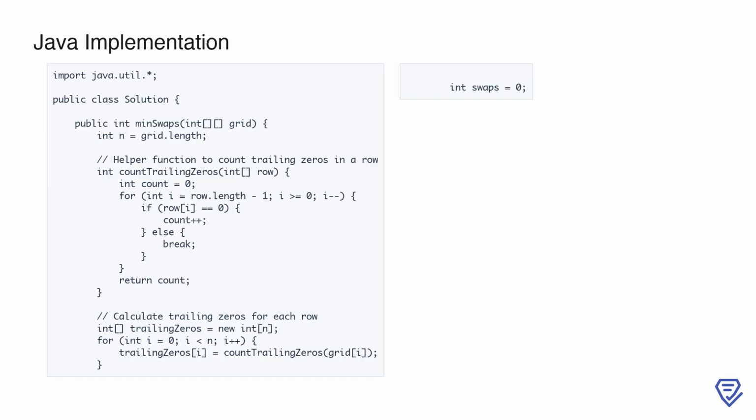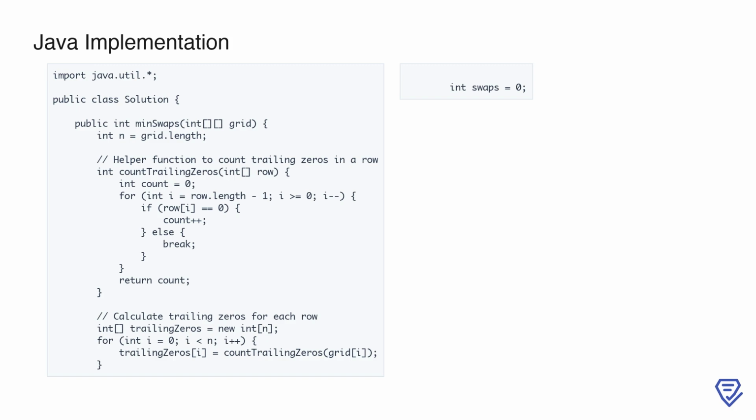The main function we're focusing on is minswaps, which takes a 2D integer array grid as input. The grid represents a binary matrix where we need to ensure that for each row, the number of trailing zeros meets the requirements for a valid binary grid. First, we calculate the length of the grid, which will help us iterate through the rows and manage our logic.